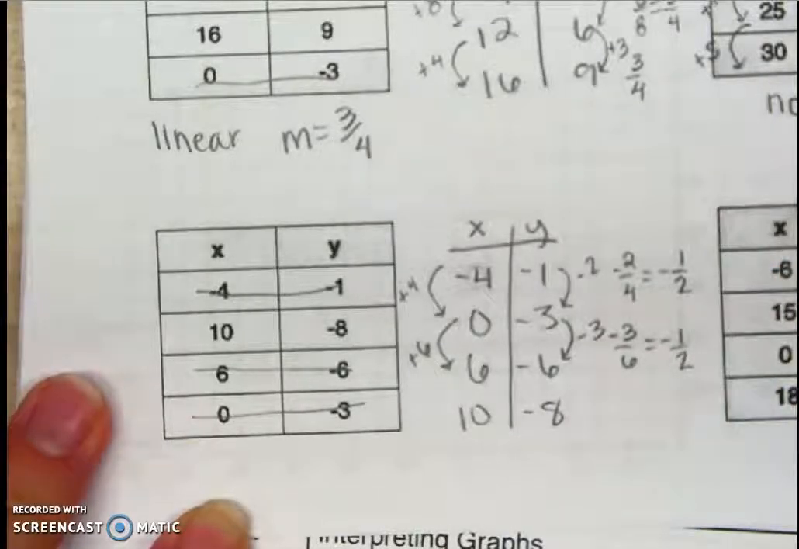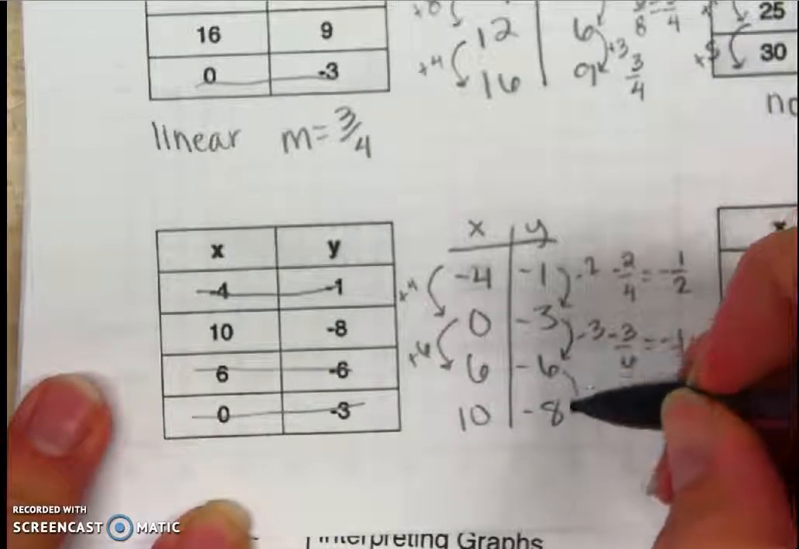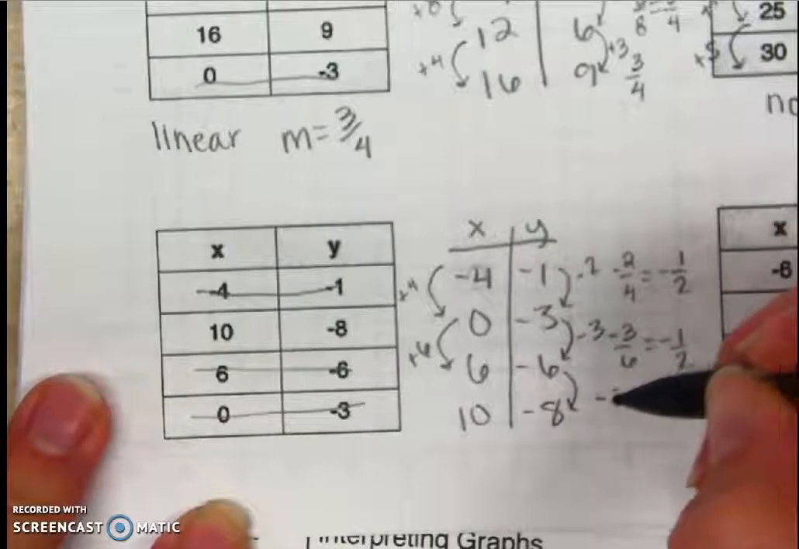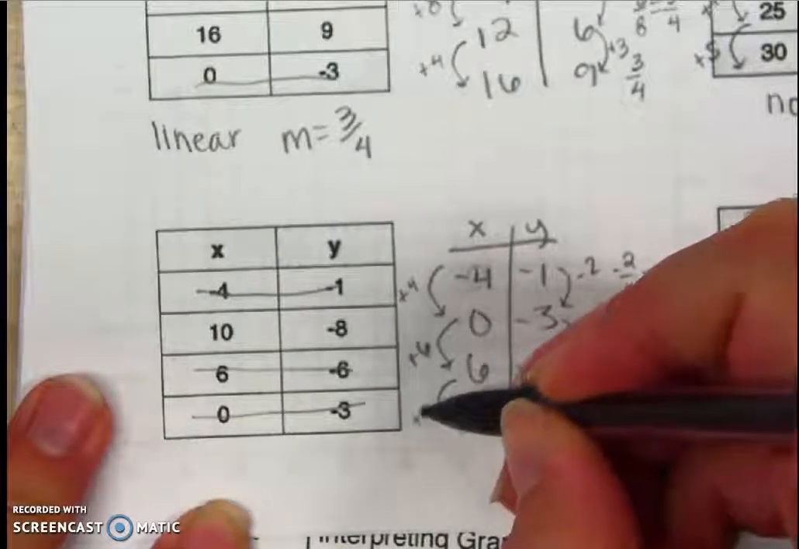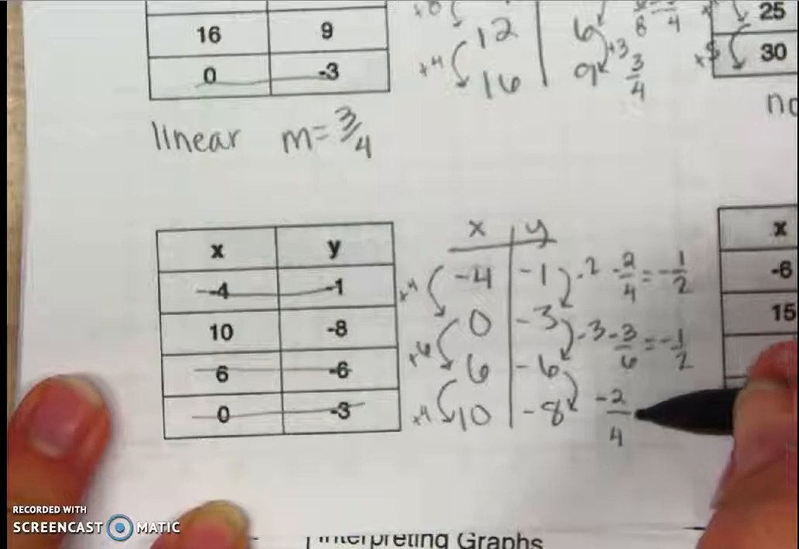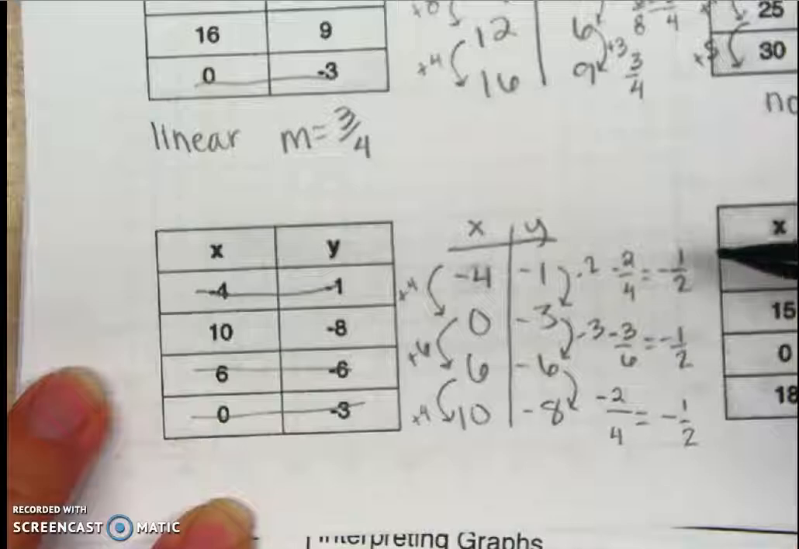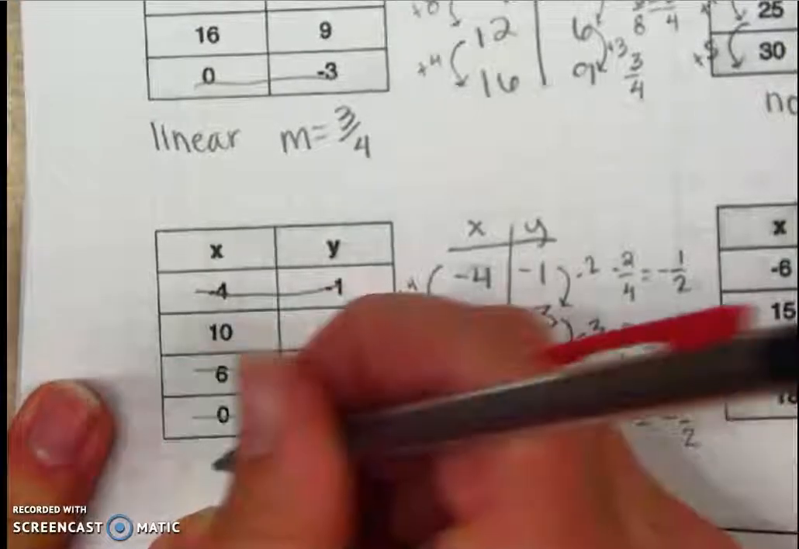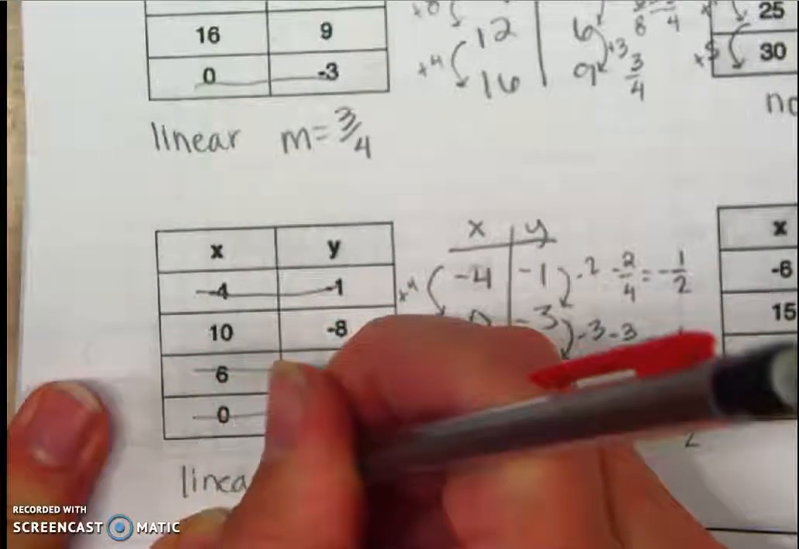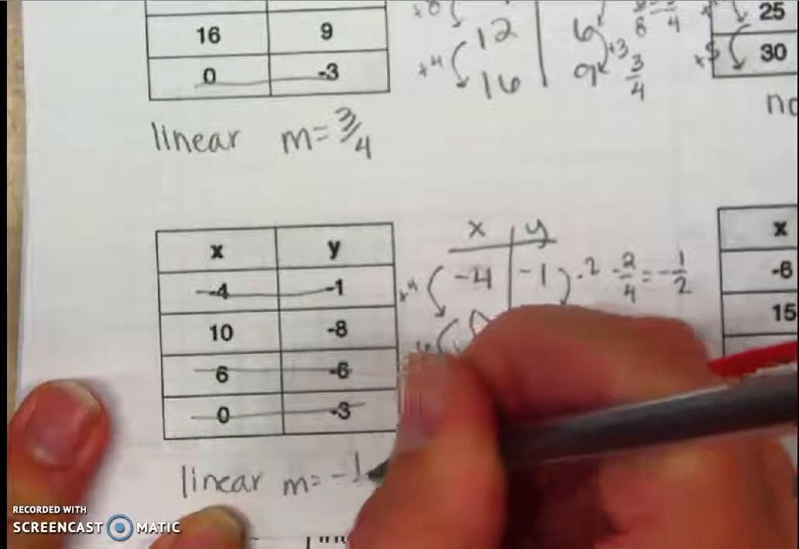So far, so good. Let's check the rest. From -6 to -8, they subtracted 2. From 6 to 10, they added 4. And so that would be -2 over 4, which means this reduces to -1/2. So was the slope constant? Yes, this is linear. Linear, and the slope is -1/2.